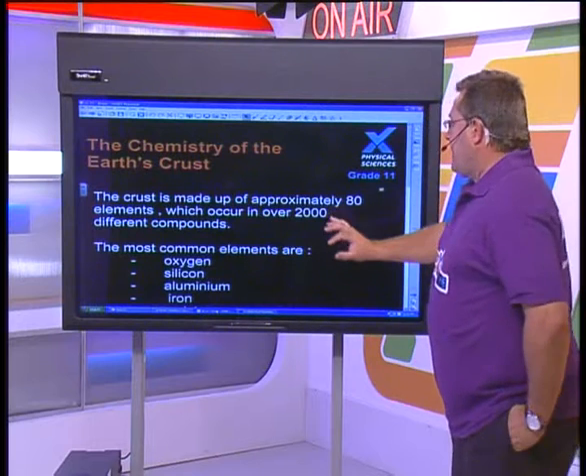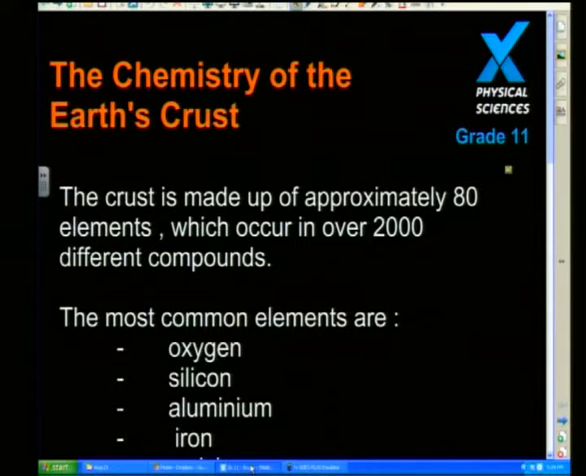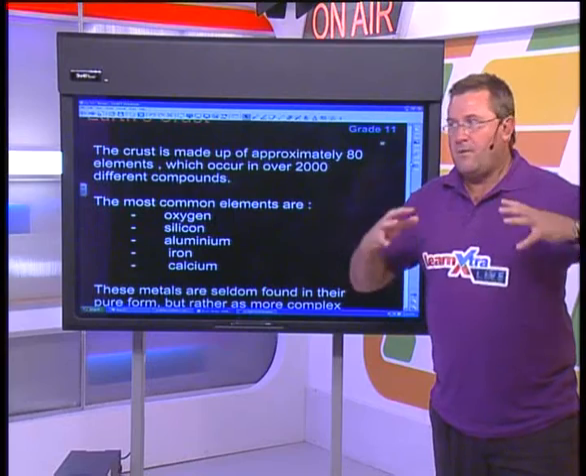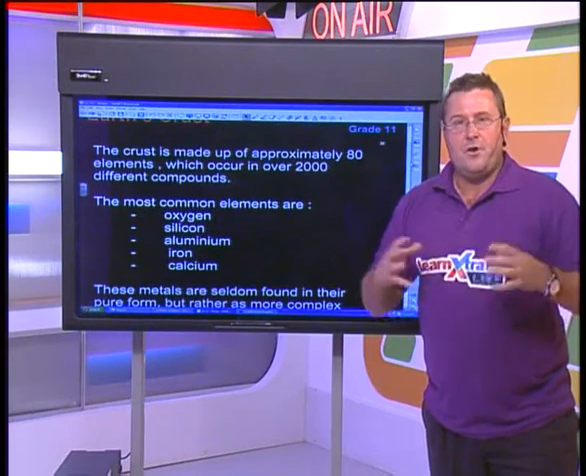The important thing is that the Earth's crust is made up of approximately 80 different elements. And those 80 different elements can combine into over 2,000 compounds. Now, what are our most common elements that we've got? Well, the most common elements that we find are going to be oxygen, silicon, aluminium, iron, and calcium. Generally, they make up quite a bit of the composition of the Earth's crust.